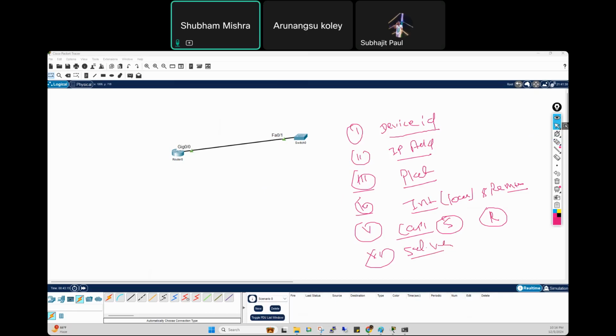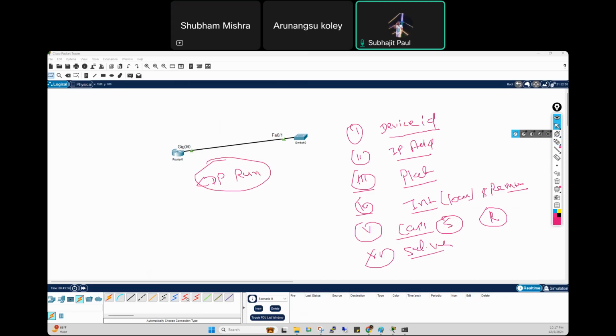What are those commands, guys? आप कैसे CDP globally enable करोगे? What is the command to enable CDP globally? CDP run. That is the first command I told you. Now, if you want to disable the CDP, what is the command? No CDP run. That is the command by which you enable the CDP globally.